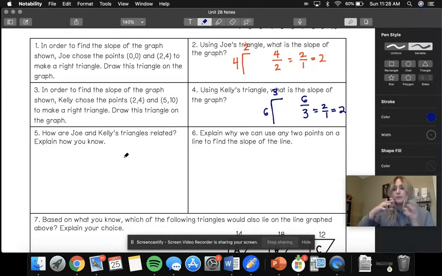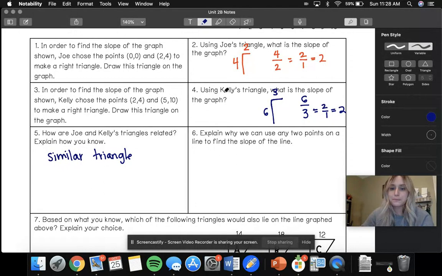So when we simplify them down, we both got a ratio of 2 to 1 or 2. So that is how they are related. Because they simplified down to 2 over 1, we call those similar triangles, where they are the same shape, but they are not the same size. Okay, but if we were to simplify it down, we would get back down to the smallest size of 2 over 1.